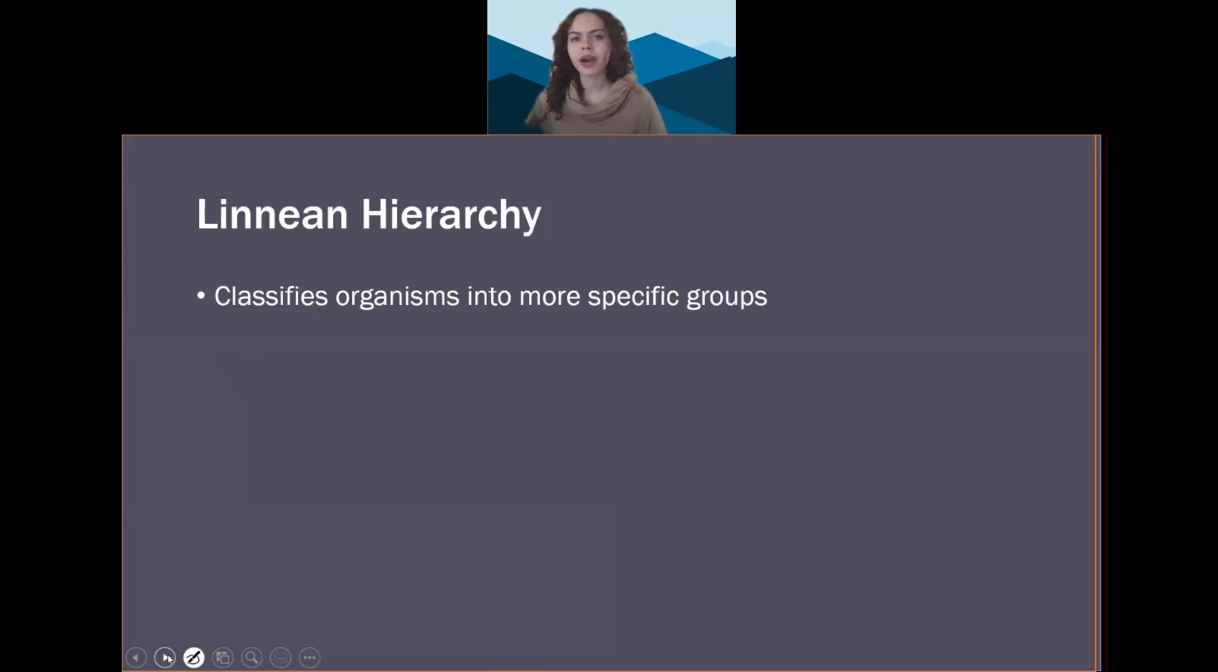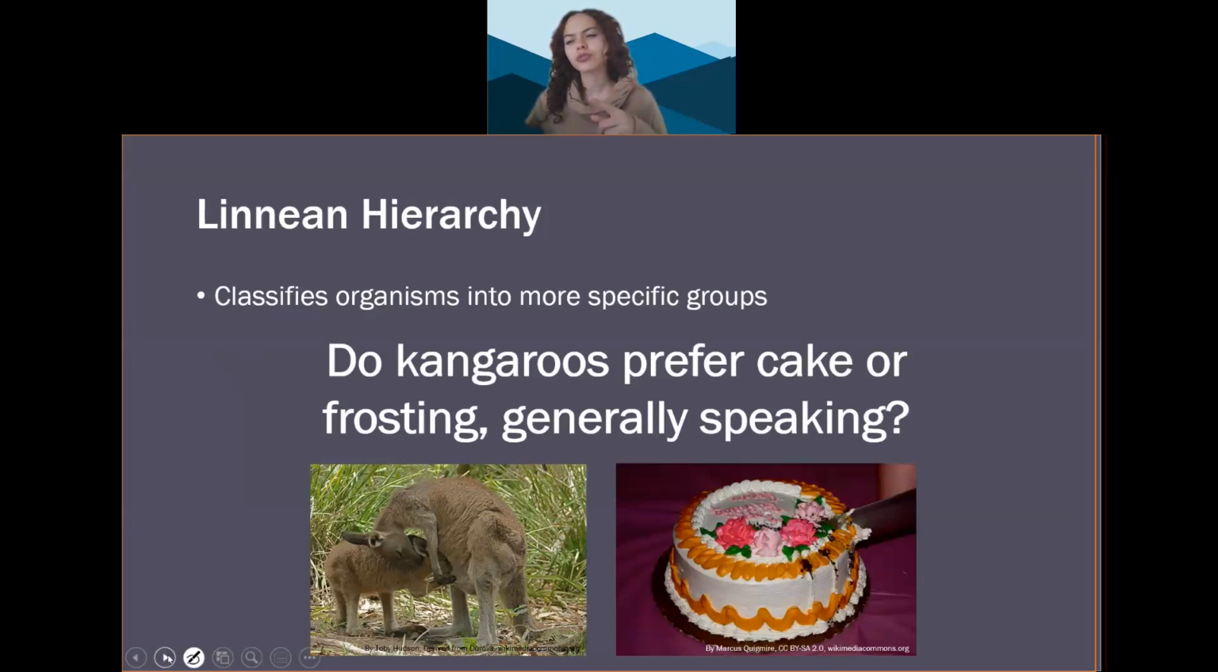groups. But time out. Do kangaroos prefer cake or frosting, generally speaking? Think that was random? It's actually a mnemonic device to memorize the Linnean Hierarchy.